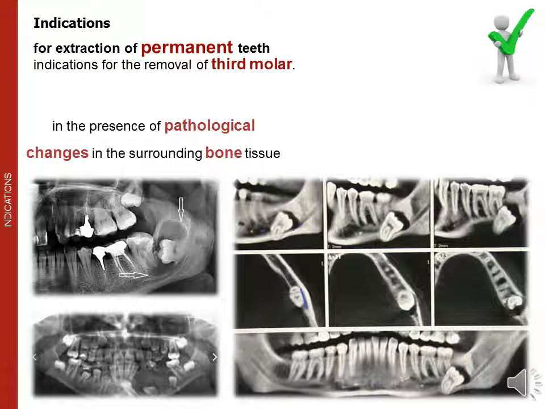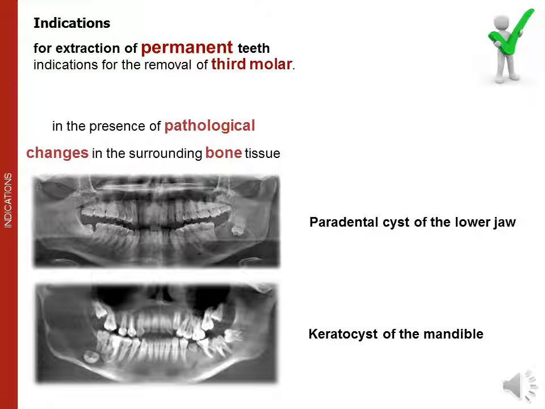The third molar will be extracted if there are pathological changes in the surrounding bone tissue. This applies not only to the third molars, but in the case of the remaining teeth, we first use conservative treatment variants. On this slide, you see the pathological changes in the surrounding bone tissue.